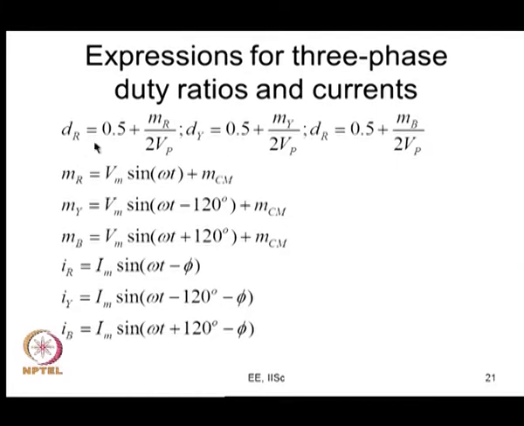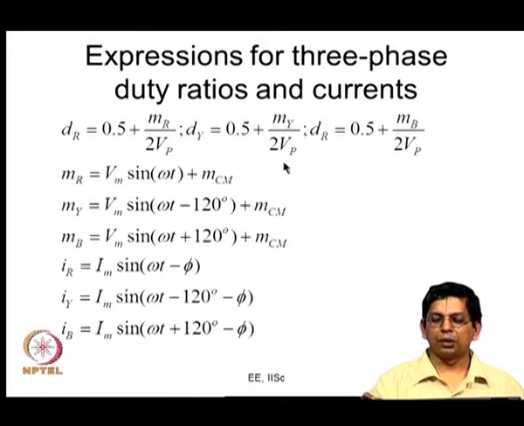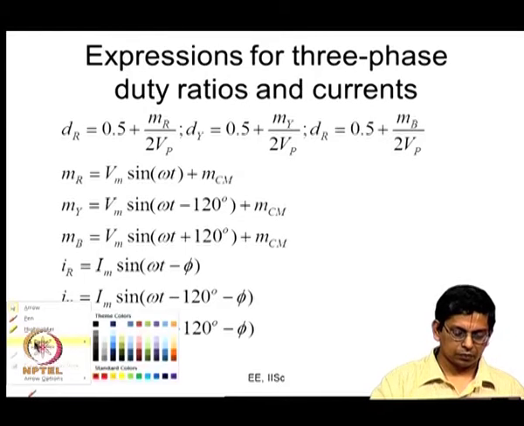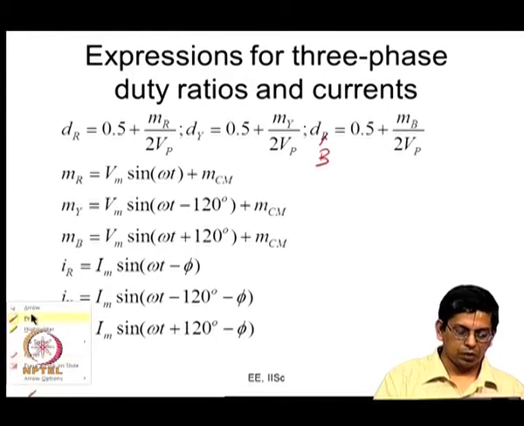So, if you have dR, you have the modulating signal MR. That MR divided by 2 Vp, where Vp is the peak of the carrier. The carrier is assumed to vary from plus Vp to minus Vp. So, MR by 2 Vp plus 0.5, that is the duty ratio. The same way, the duty ratio of Y phase can be given as 0.5 plus MY by 2 Vp. I am sorry, this should be dB, please correct that, that has got to be dB. So, this is dB. Yeah, thank you.